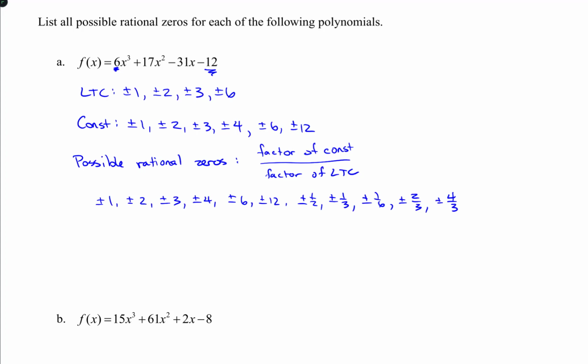And just double checking myself, it looks like I might have missed a combination. You probably noticed it in the video, but 3 over 2 would have given me 3 halves as another potential location.